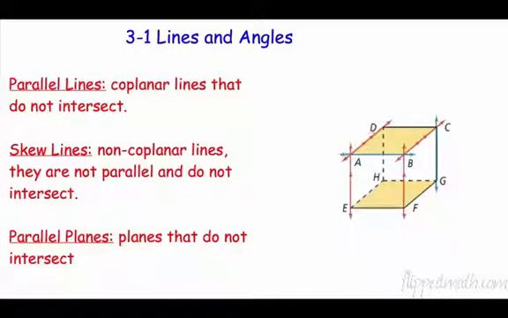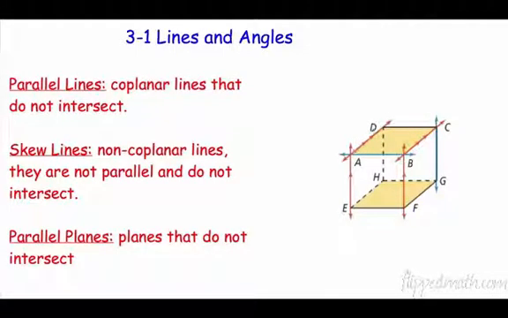Let's see. AD does not touch BF. AD does not intersect BF. Right? However, they're not in the same plane. Remember, a plane is like a piece of paper. So this piece of paper is not the same piece of paper as this one. They're not in the same plane. Sure, one point is, but not all the points of that line are. So therefore, we can't talk about those as being parallel. Well, those are called skew lines. Those are non-coplanar lines. They're not parallel and they do not intersect. So since they are not in the same plane and they don't intersect at all, then they're skew.